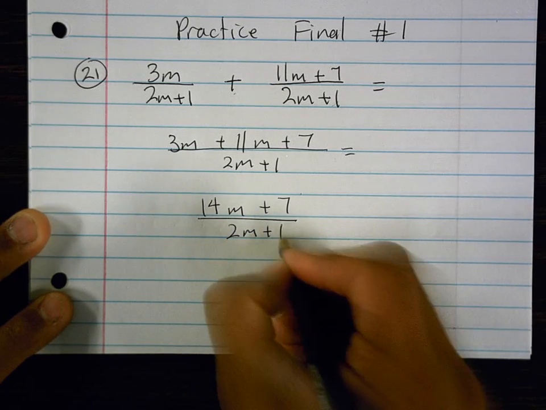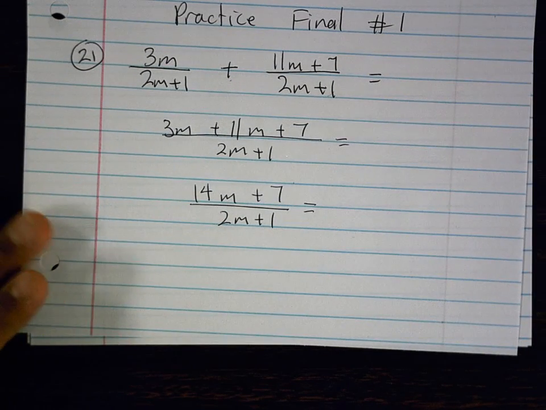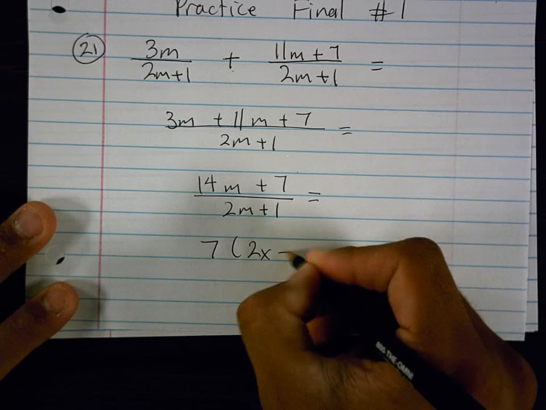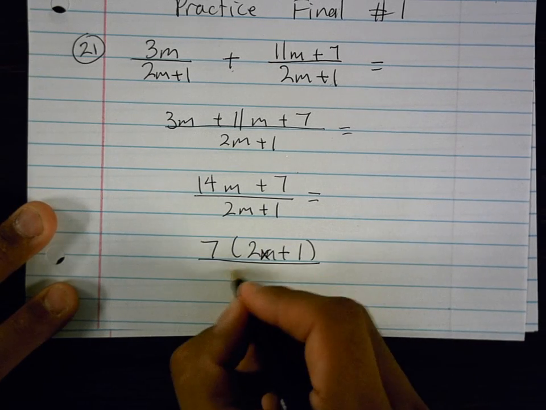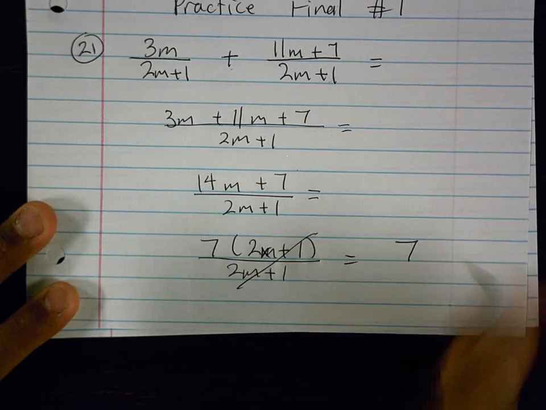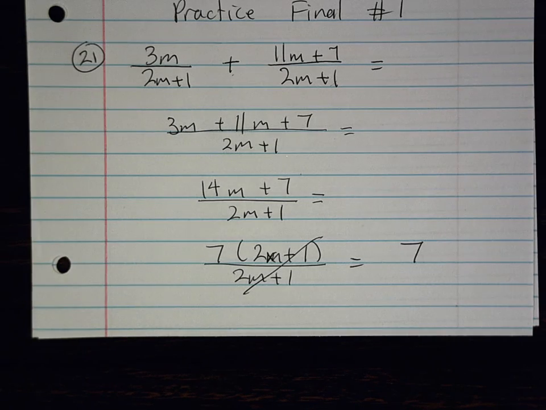Okay. And if you remember back, our last steps are always to check and see if we can factor and reduce. And in this case, we can. We can factor a 7 out of this, and it leaves us with, force of habit to always write the x. And those cross off, so the answer is just 7. Alright, just 7. Number 22.